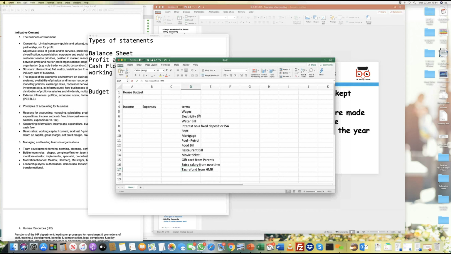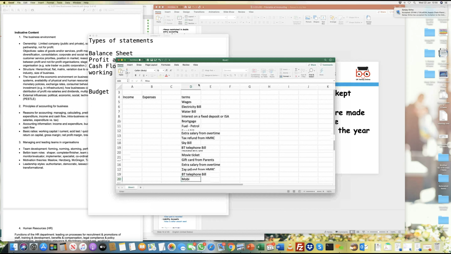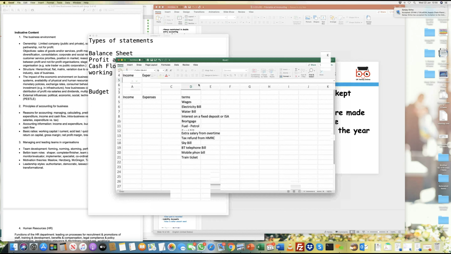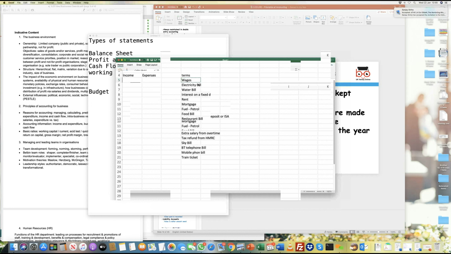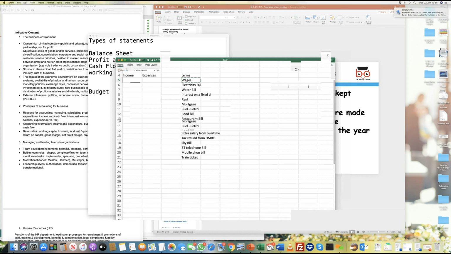So let's look at what would be wages according to you. Wages would be classed as what type of thing? Wages, income, obviously. Okay. Electricity bill? Tax. No, we are looking at just the classification between these two, income and expense. So expense. What is electricity bill? Expense. When you pay, electricity is an expense. What is water bill? Water bill, expense.